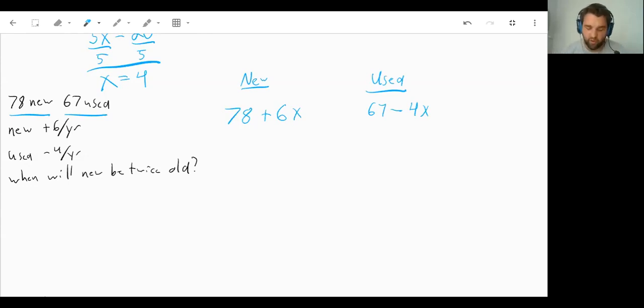So our question is, when will the number of new cars be twice the number of old cars? So what we can do then is we can just take our number of new cars and set that equal to twice the number of used cars.